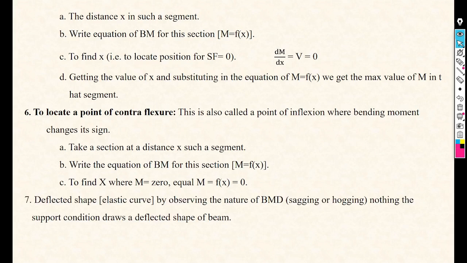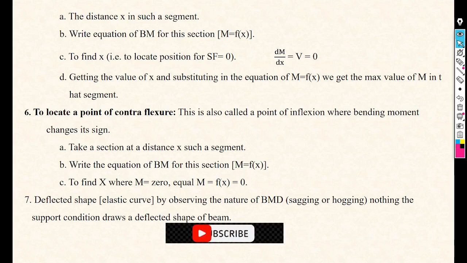Okay, now what is the next step? Last step: the deflected shape, meaning the elastic curve. Just draw the deflected shape. By observing the nature of the bending moment diagram, meaning sagging or hogging, we calculate the deflected shape for the particular beam as per the loading.